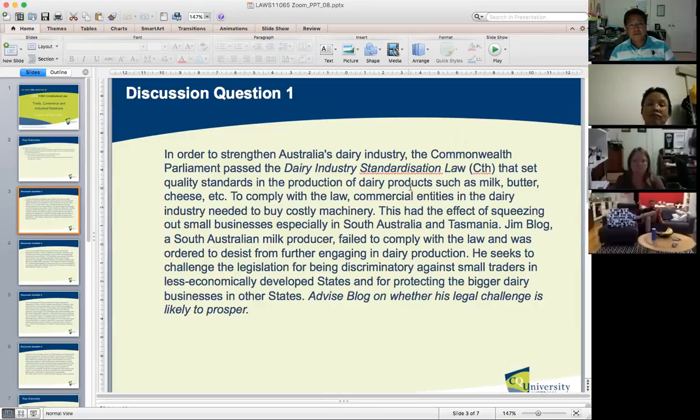Jim Blogg, a South Australian milk producer, failed to comply with the law and was ordered to desist from further engaging in dairy production. He seeks to challenge the legislation for being discriminatory against small traders in less economically developed states and for protecting the bigger dairy businesses in other states. Advise Blogg on whether his legal challenge is likely to prosper.